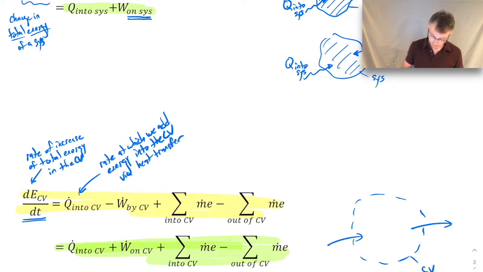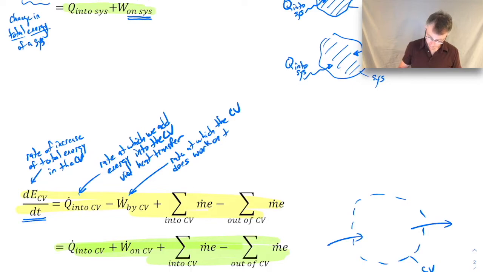And you'll notice that instead of Q here, I have a Q dot. The dot just represents the time derivative kind of quantity. It's a rate of change. So this is the rate at which we're adding heat into the control volume, or the rate at which we're adding energy via heat transfer into the control volume. Notice I still have my subscript. Then this next one is the rate at which the control volume does work on the surroundings.